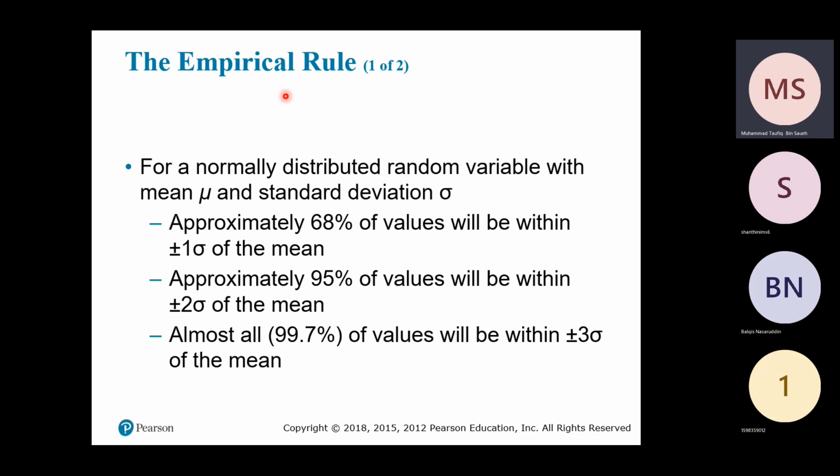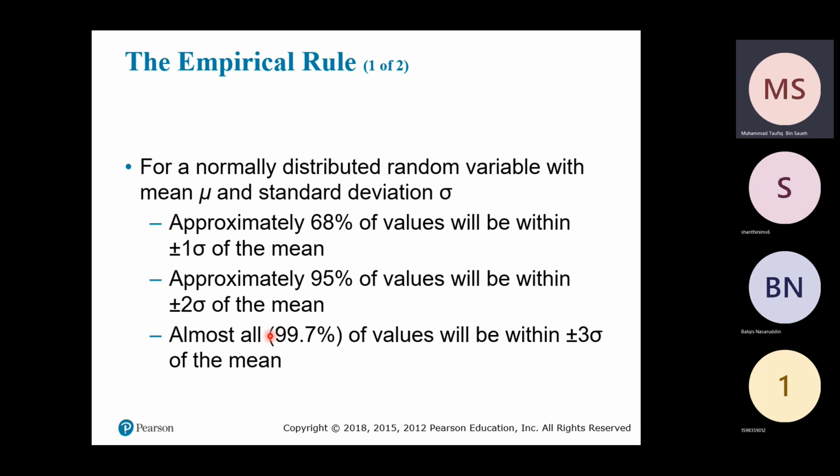What is the rule that they highlight for normal distribution? For a normally distributed random variable with a mean mu and a standard deviation sigma, approximately 68% of the values will be within plus or minus one standard deviation of the mean. Approximately 95% of the values will be within plus or minus 2 times the standard deviation of the mean, and almost all, 99.7% of the values, will be within plus or minus 3 times the standard deviation of the mean. So this is the standard rule for the normal probability distribution.